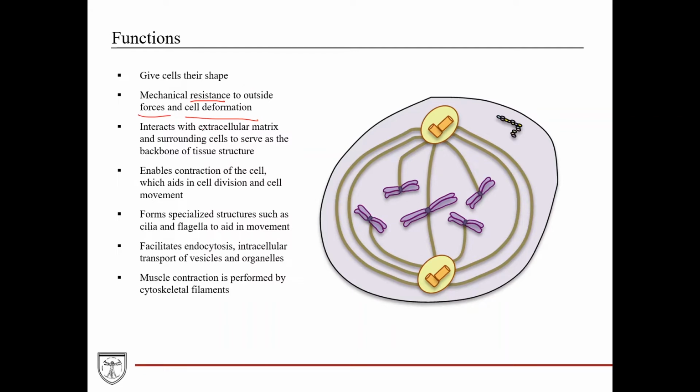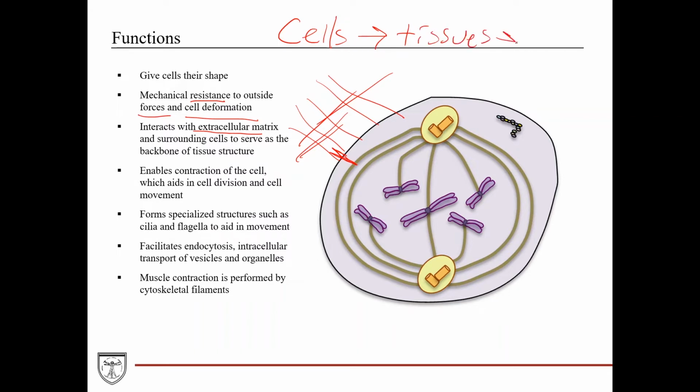It also interacts with the extracellular matrix. So outside you have extracellular filaments and proteins like this, and you can actually have these transmembrane proteins that connect the cytoskeleton to the extracellular matrix. And this actually can serve as kind of the ultrastructure of tissues. It can help bring cells together to form tissues. Because if you remember, first come cells, then you form tissues, and then you put tissues together and you form organs.